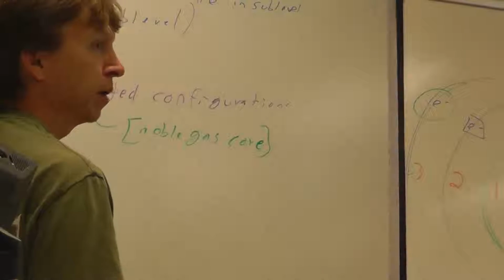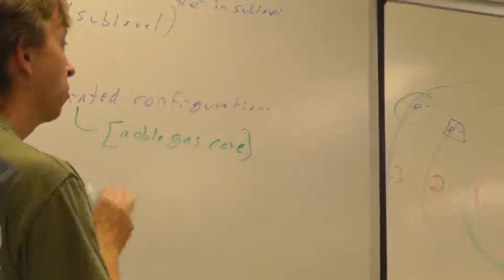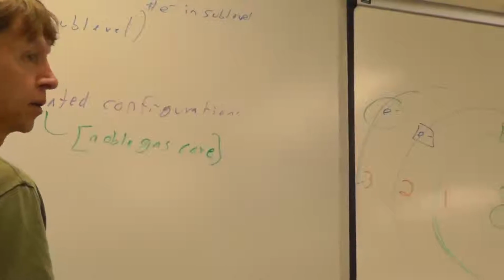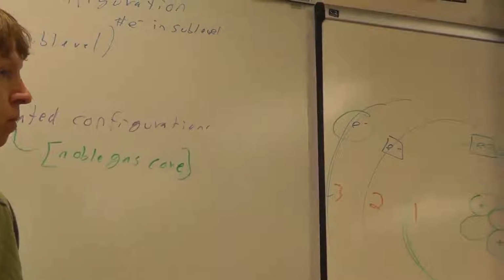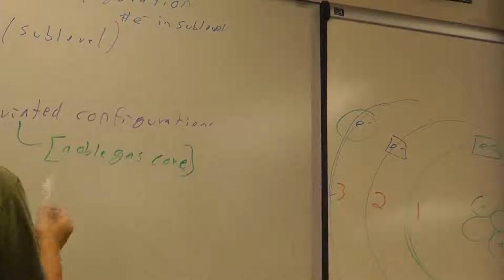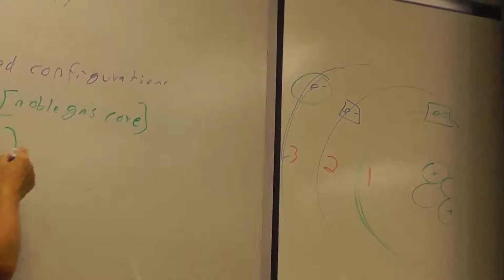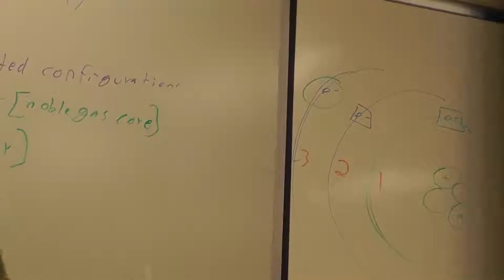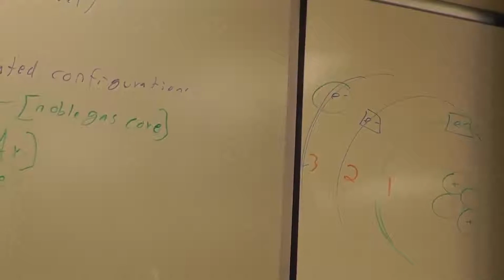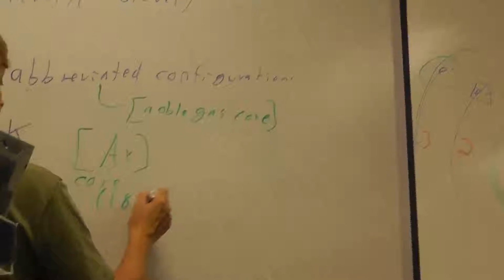Find potassium on the periodic table. That's number 19. And count backwards numerically until you come to a noble gas. That would be number 18, argon, right? 19, 18, backwards and so forth. So you can abbreviate potassium's configuration as saying it has an argon-like core of electrons. And that abbreviates the first 18 electrons.